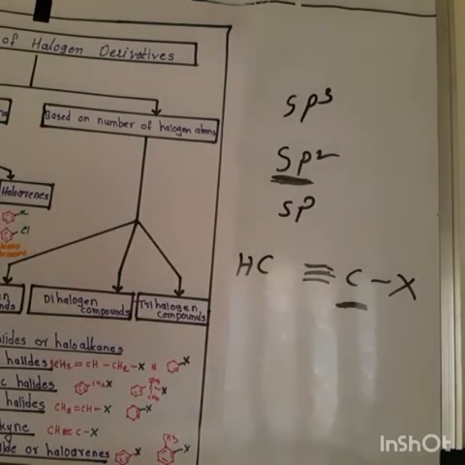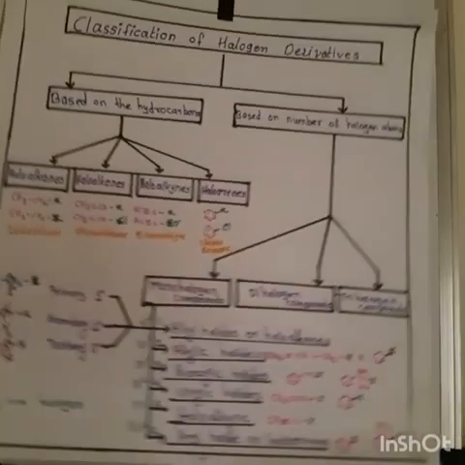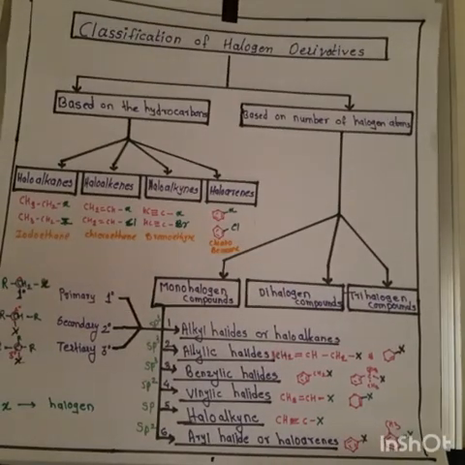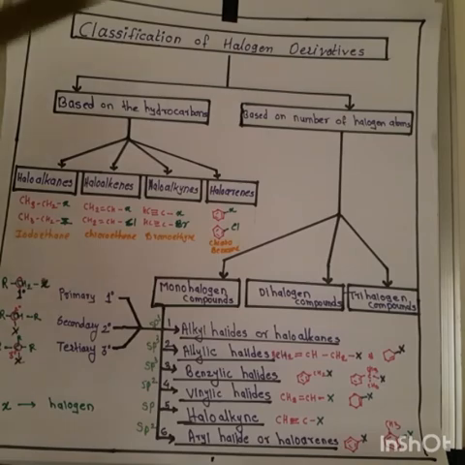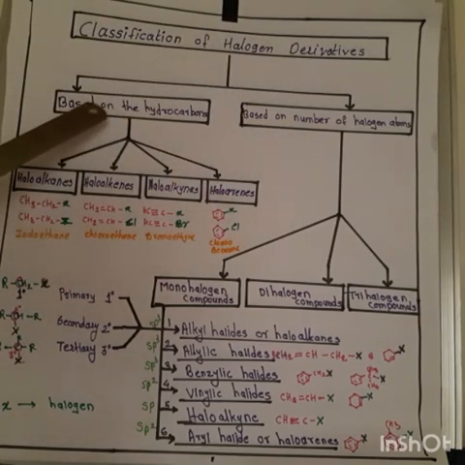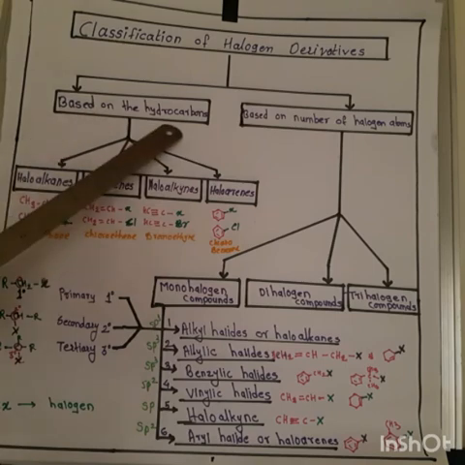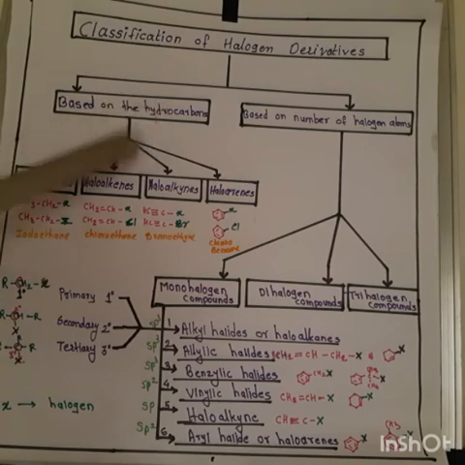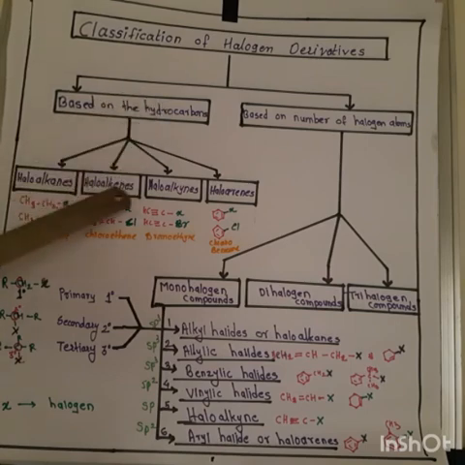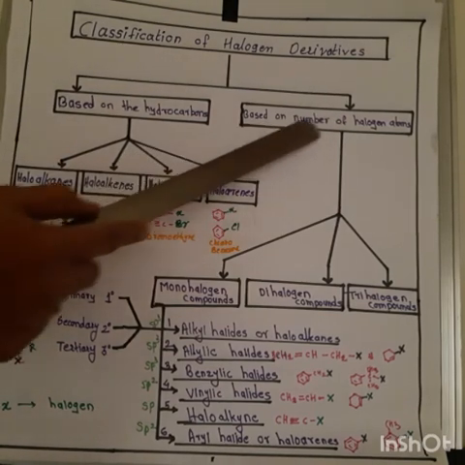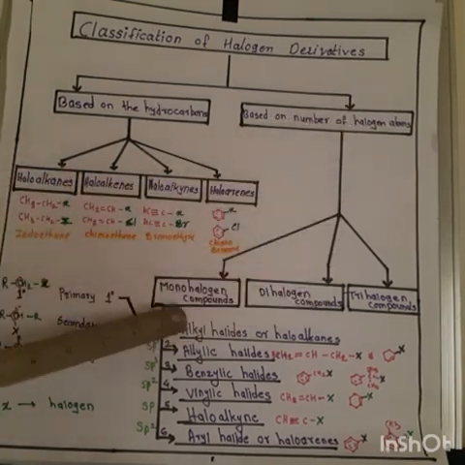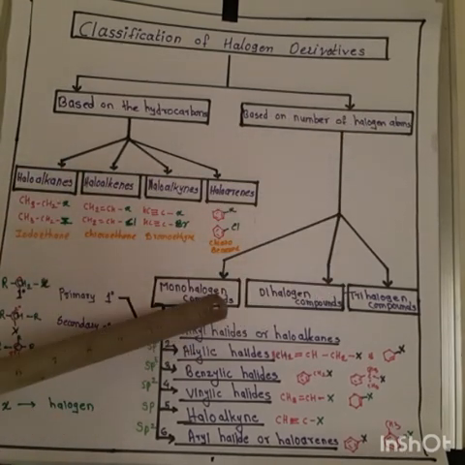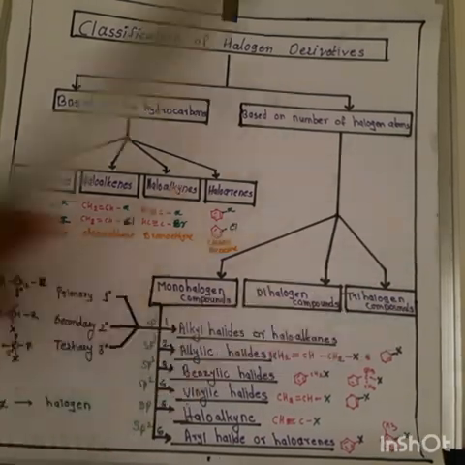Let's conclude our topic here. So you all know what is the classification of halogen derivatives now. So just revise in one minute. Halogen derivatives are basically classified into two main types: based on the hydrocarbons and based on the number of halogen atoms attached. Based on hydrocarbons, it can be further classified as haloalkanes, haloalkenes, haloalkynes and haloarenes. Examples are written here. Based on the number of halogen atoms, the halogen derivatives can be classified into three types: monohalogen compounds, dihalogen compounds, trihalogen compounds.